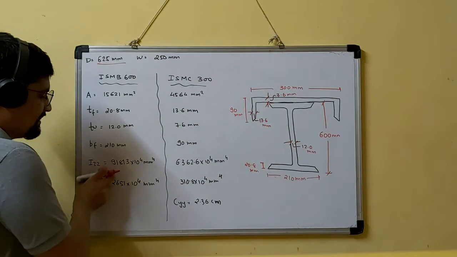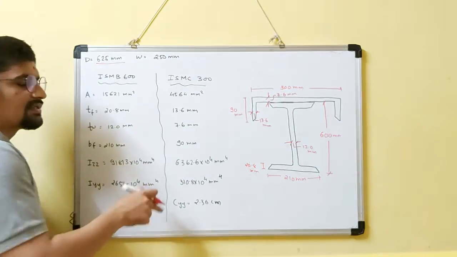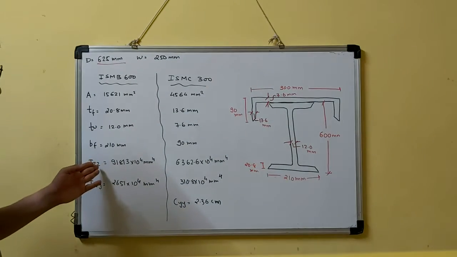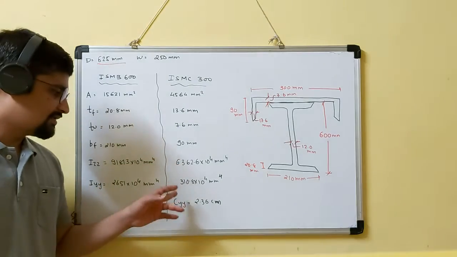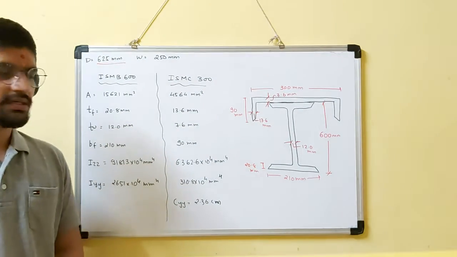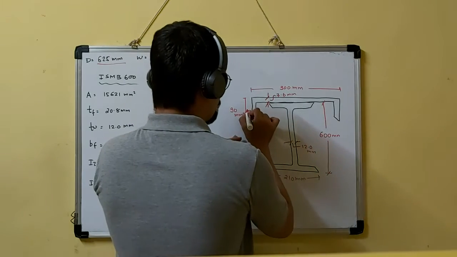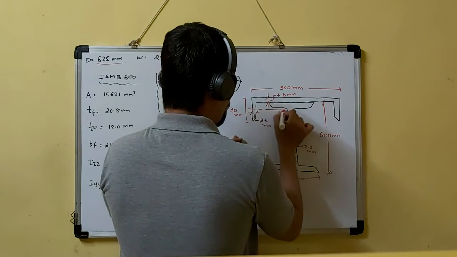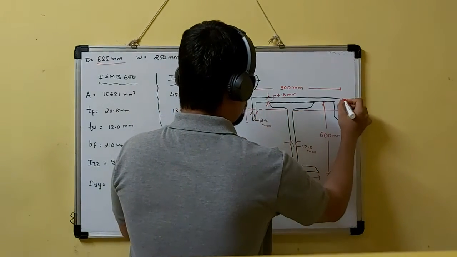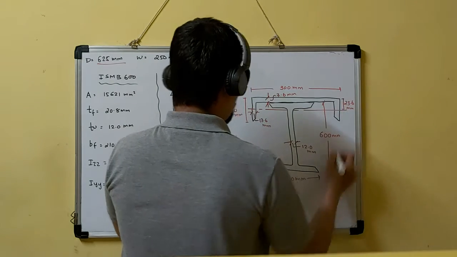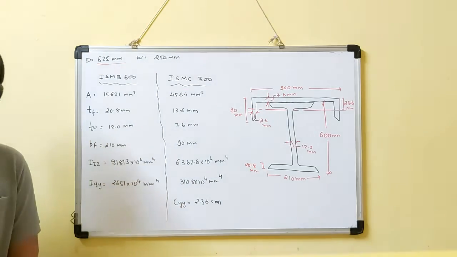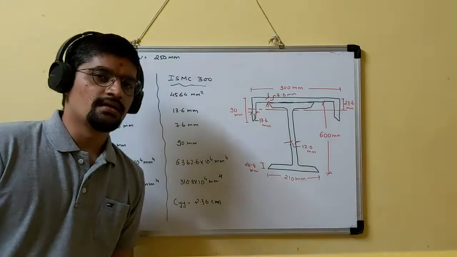I have noted the IXX and IYY of the given sections: for the I section IXX and IYY, and for the C section IXX and IYY. And this is the CYY, the CG distance of the C section, which will be here somewhere. This is known as 23.6 mm. Here it is given as 2.36 centimeter, and here it is 23.6 mm.